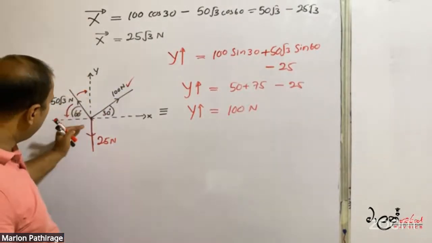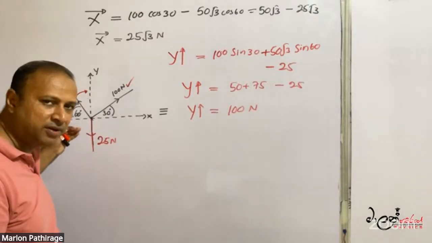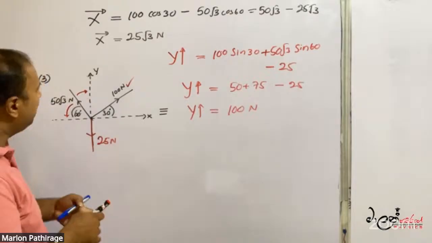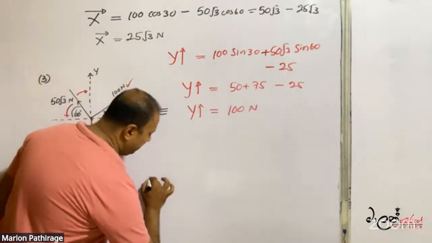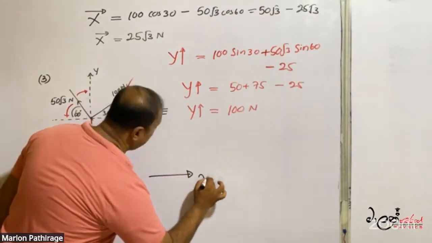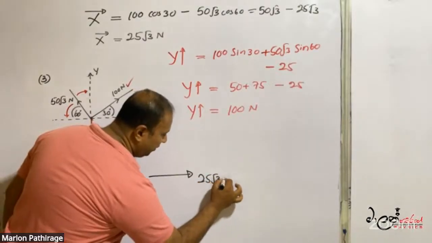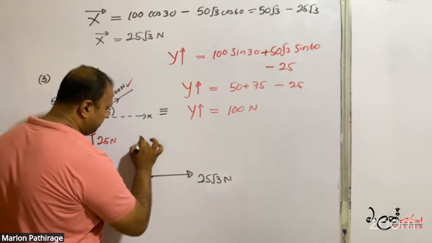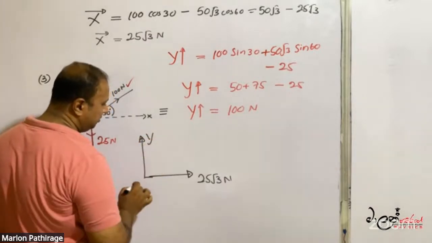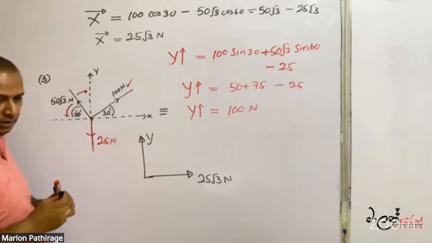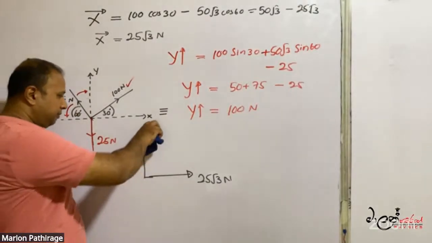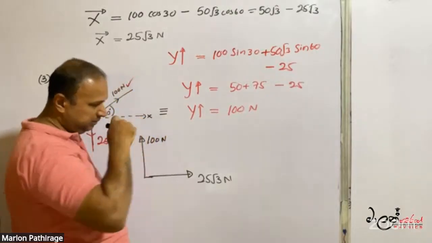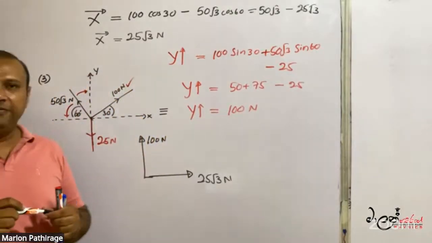Therefore, now this vector system is reduced to two vectors: in positive x direction, 25 root 3 Newton, and in positive y direction, 100 Newton. Is that clear? If it is clear, please raise your hand.